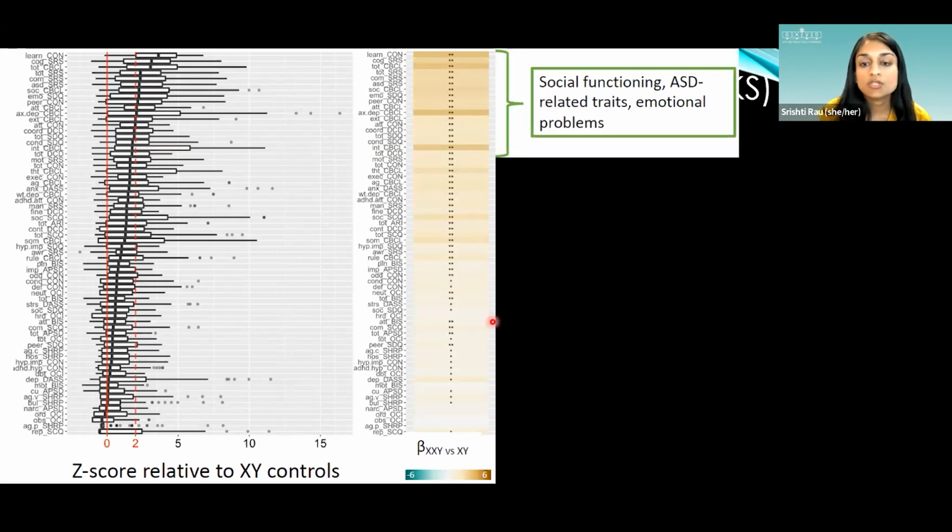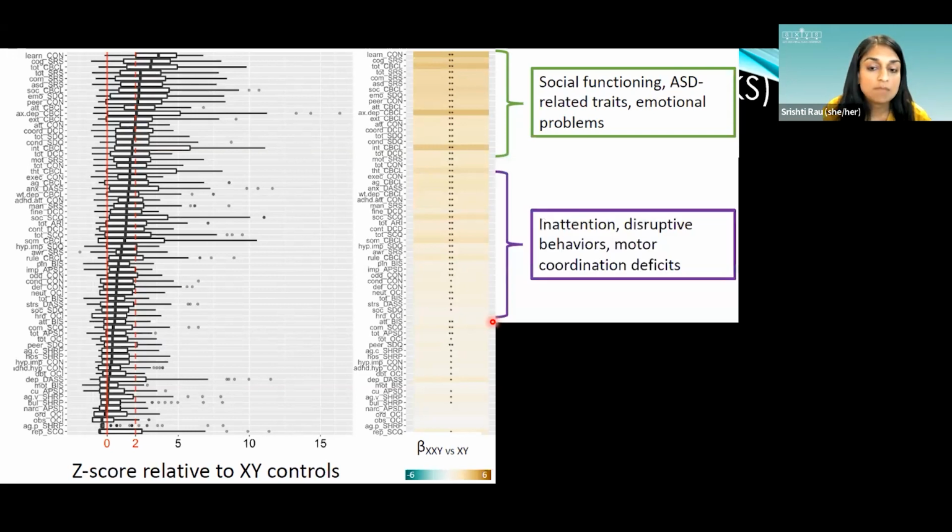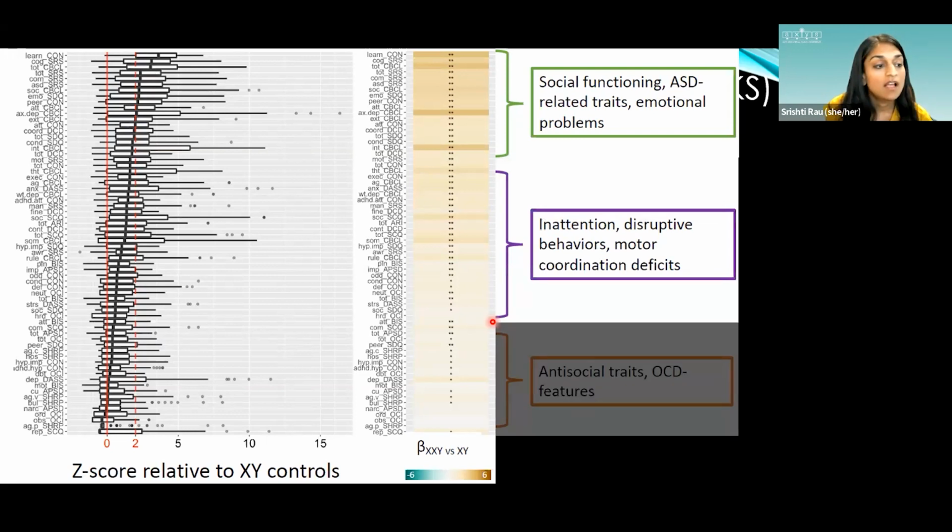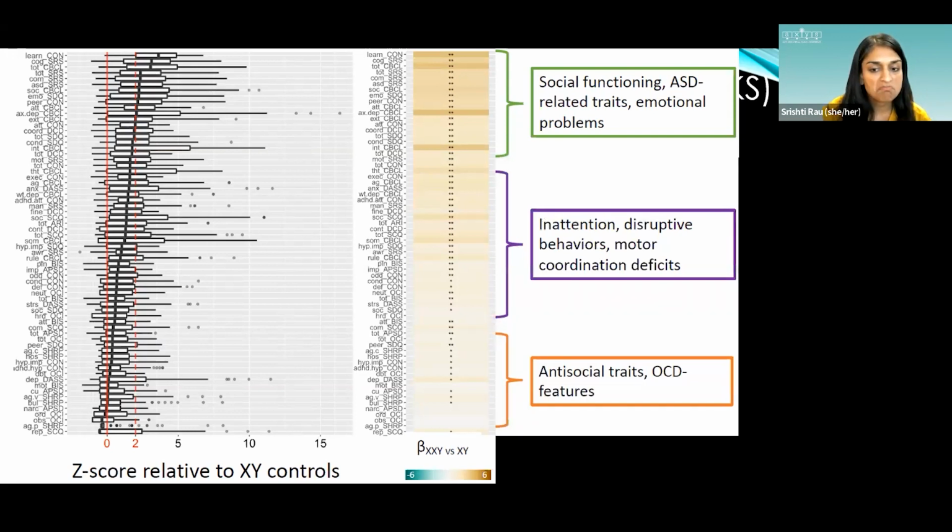When we look at which scales were most impacted in Klinefelter's, we see that the greatest impact compared to the XY control group was observed on scales measuring autism-related traits, social difficulties, and mood and anxiety symptoms. We see intermediate levels of discrepancies for attention problems, motor coordination deficits, and disruptive behaviors. And finally, there are minor, often statistically insignificant elevations seen in scales assessing obsessive compulsive features, aggressive behaviors, and antisocial tendencies.